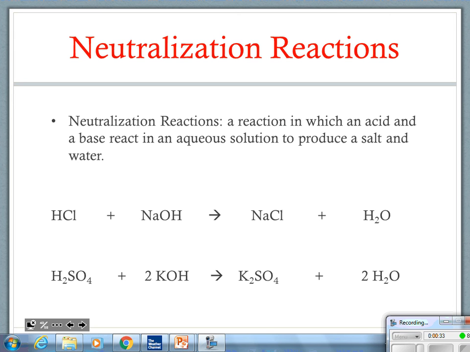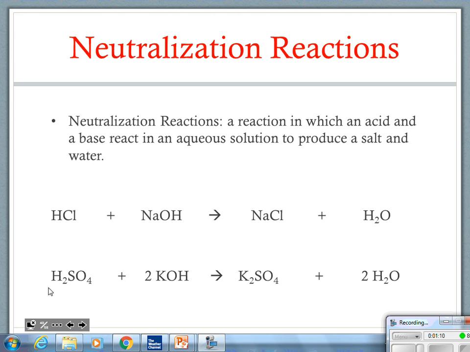A double replacement reaction, in which what's happening is actually the positive ions are being flopped. So the sodium is being flopped and replacing the hydrogen and vice versa. So we get NaCl and HOH, which is actually water. So the products of a neutralization reaction are a salt and water.